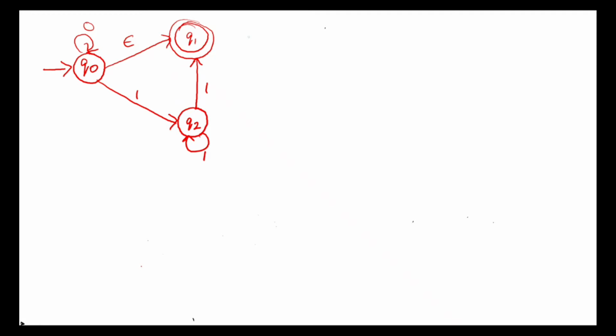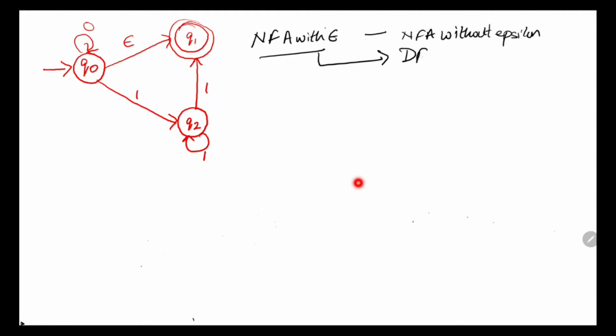Let us discuss today an example for the method of conversion of NFA with epsilon to NFA without epsilon, or we can say that this method converts NFA with epsilon directly to a DFA, that is the deterministic finite automata. Fine. So to do this, we need to find out the epsilon closure of all the given states in the given automata, right? Suppose this one is the given automata.